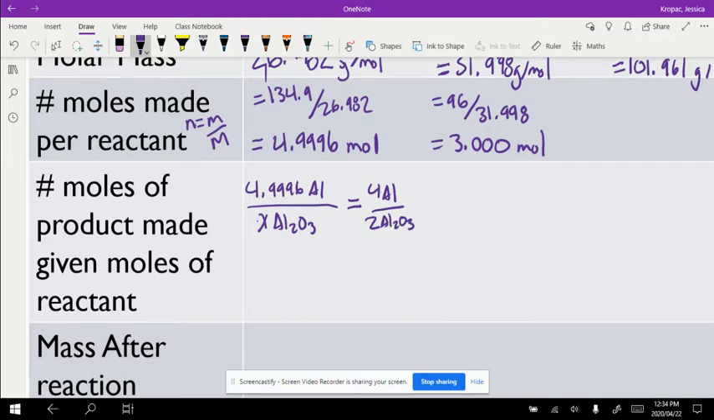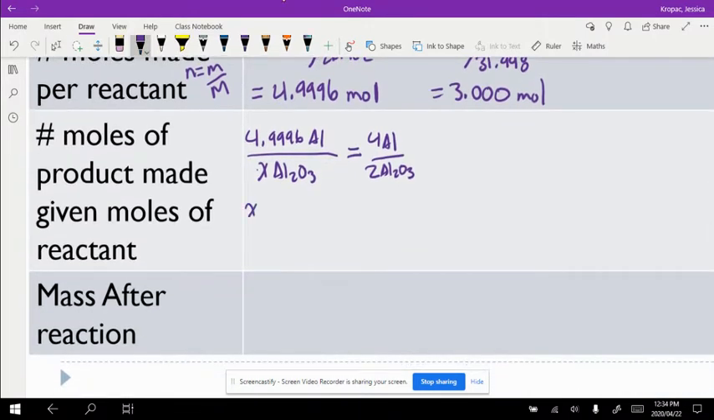All right, they are not the same. It's not a 1-to-1 ratio. So I'm going to have to go through and cross multiply. So I've got X aluminum oxides, and I'm going to multiply that by what it's across from. That's aluminum. So I'm going to multiply that by 4 Al. That's going to be equal to 4.9996 Al times 2 Al2O3. Next step, get X by itself. To get X by itself, I'm going to have to divide by 4 aluminums.